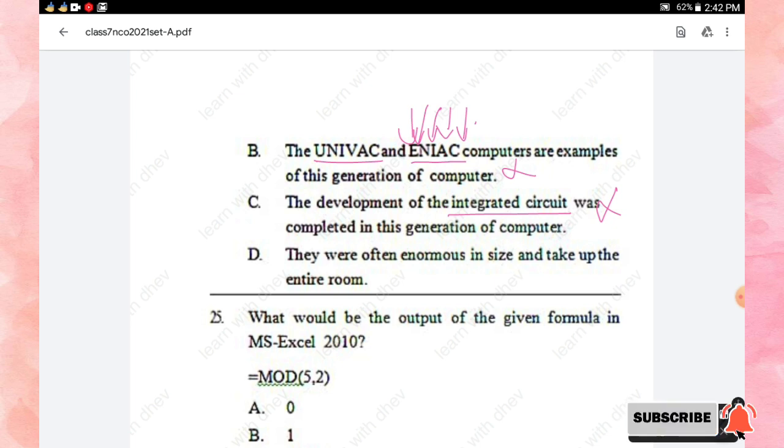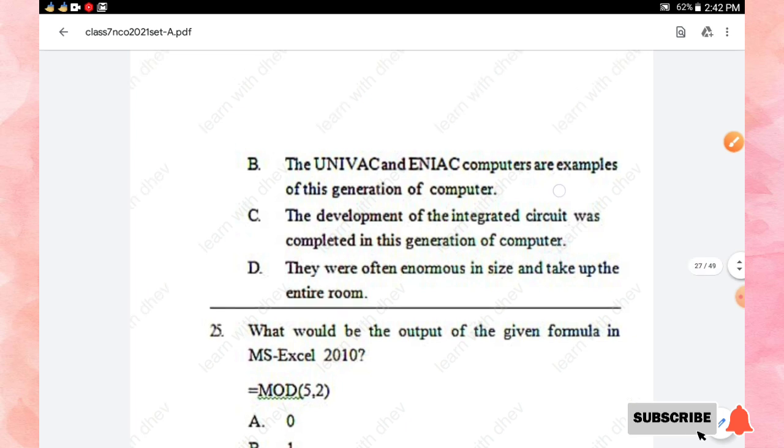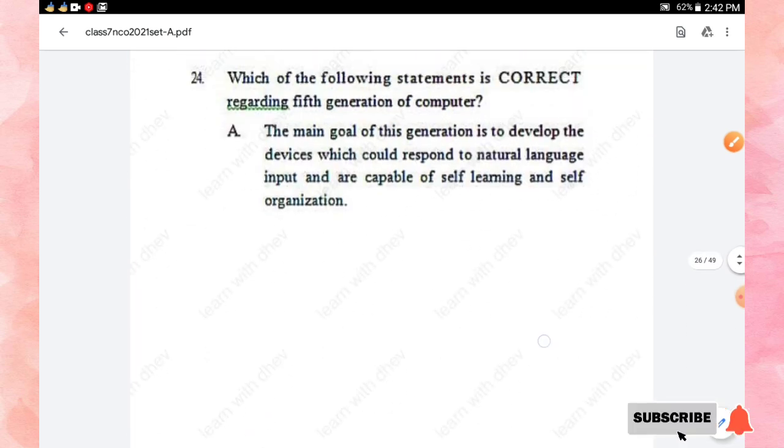So next, option D says they were often enormous in size. Yes, the first generation computers were enormous in size and would take up the entire room. So option D is also wrong. So finally, which is your right answer? Yes, it's option A. The fifth generation computer aims to develop devices which could respond to natural language input and are capable of self-learning and self-organization. So option A is the right answer for this question.